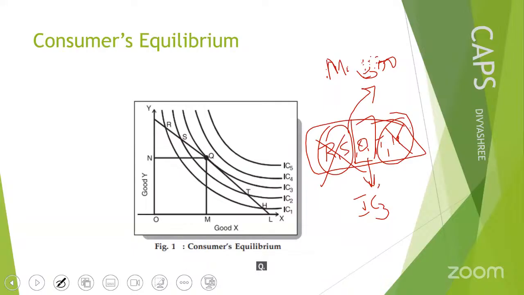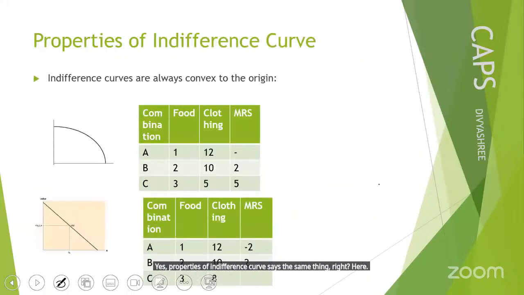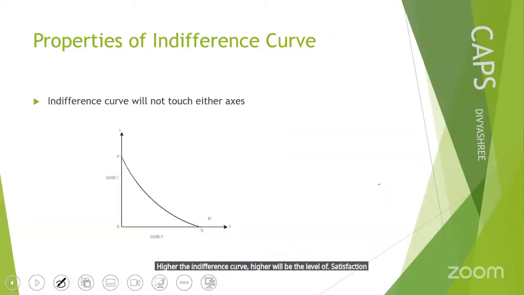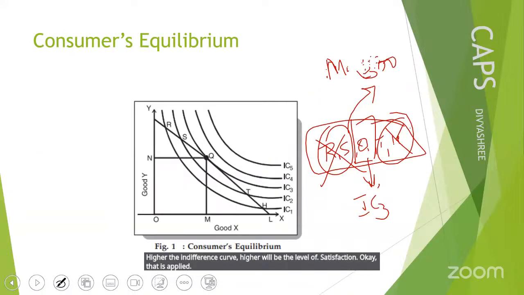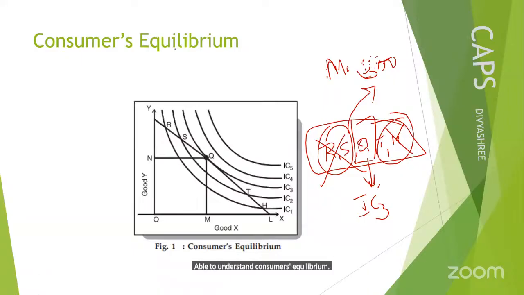Yes, Faiza. A higher indifference curve gives a higher level of satisfaction. The properties of the indifference curve say the same thing, right? Higher the indifference curve, higher will be the level of satisfaction. Am I clear? Everybody able to understand consumer's equilibrium?